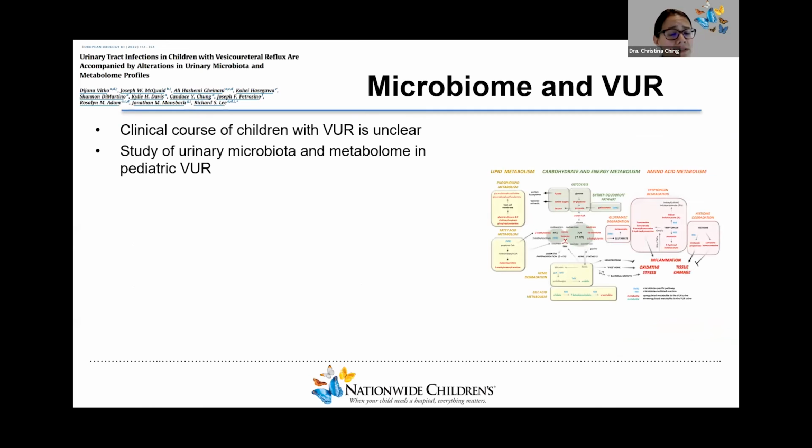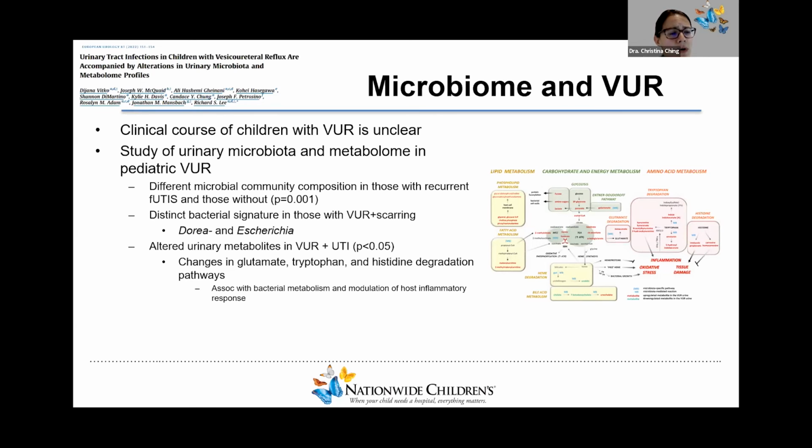An interesting recent study out of Boston Children's looked at the relationship of the urinary microbiome in patients with vesicoureteral reflux. The clinical course of children with reflux is unclear. It's unclear which children with reflux will develop a febrile infection and subsequent renal scarring. And this study was looking at the urinary microbiota and metabolome in pediatric reflux.